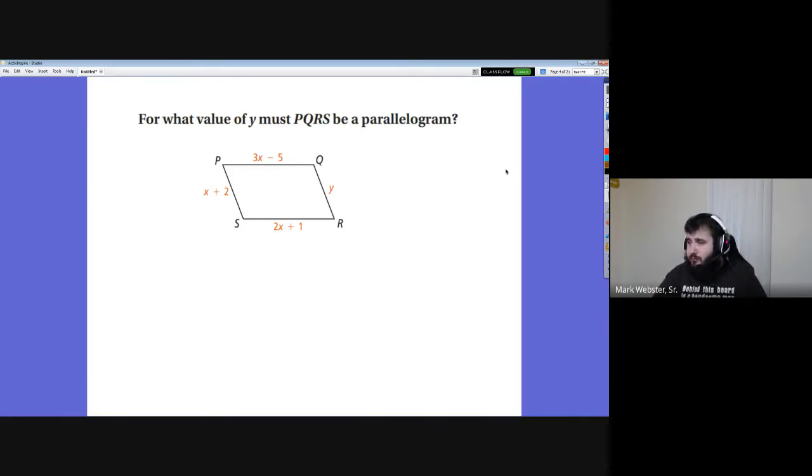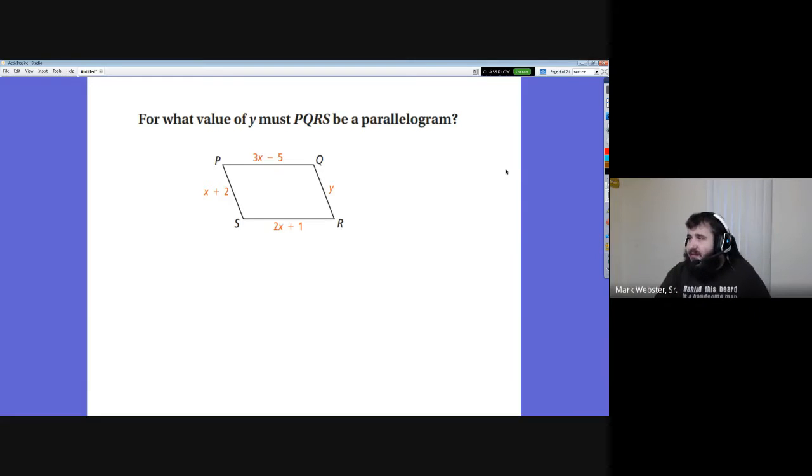So, first problem, I want to find what y has to be. And I want to point out something. They're going to ask this question in both directions. What do I mean? They might say, okay, what does y have to be in order for this to be a parallelogram? But they could give you this exact same problem and say, okay, this is a parallelogram. What's y then, right? They can ask it either direction.